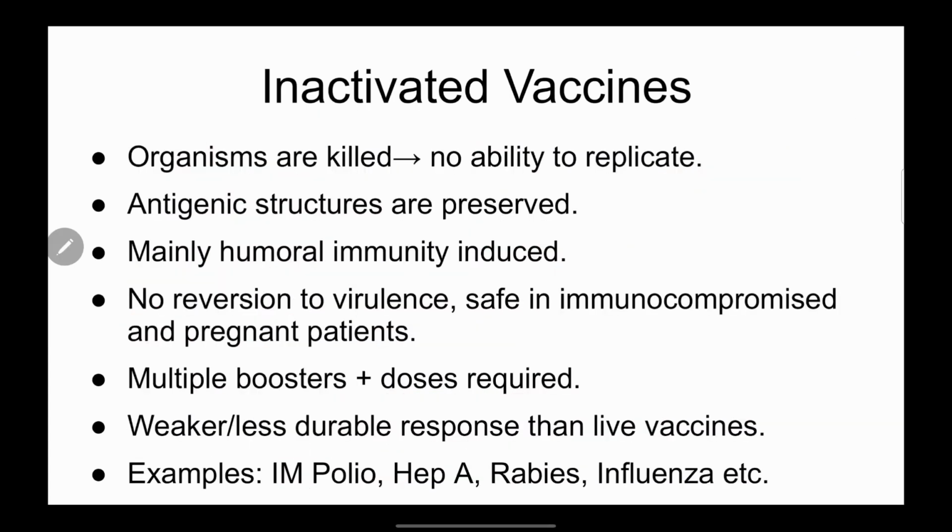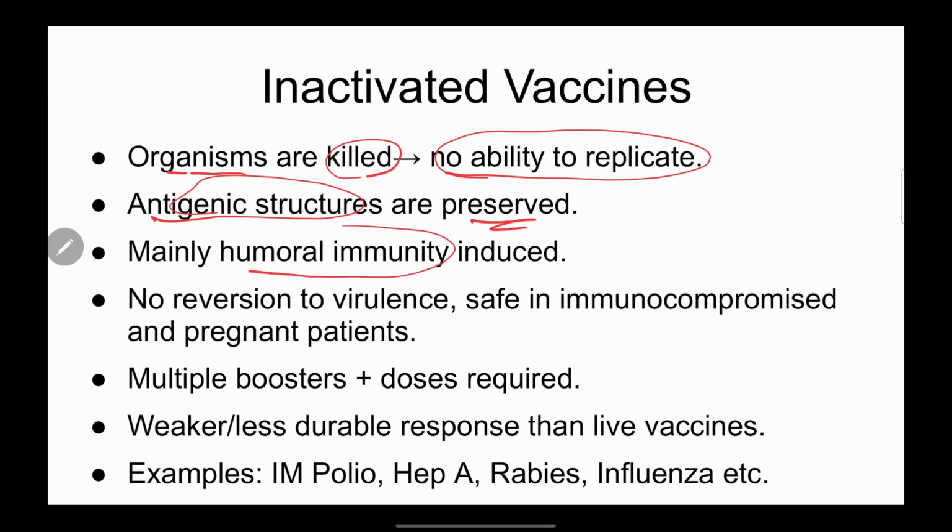All right, next we have inactivated vaccines. In this, the organisms are killed off, so they do not have an ability to replicate. But the antigenic structures are preserved, right? So mainly the humoral immunity is induced in inactivated vaccines. And because they do not have the ability to replicate, they have no reversion to virulence, so they cannot reinfect you. And it is safe in immunocompromised and pregnant patients.